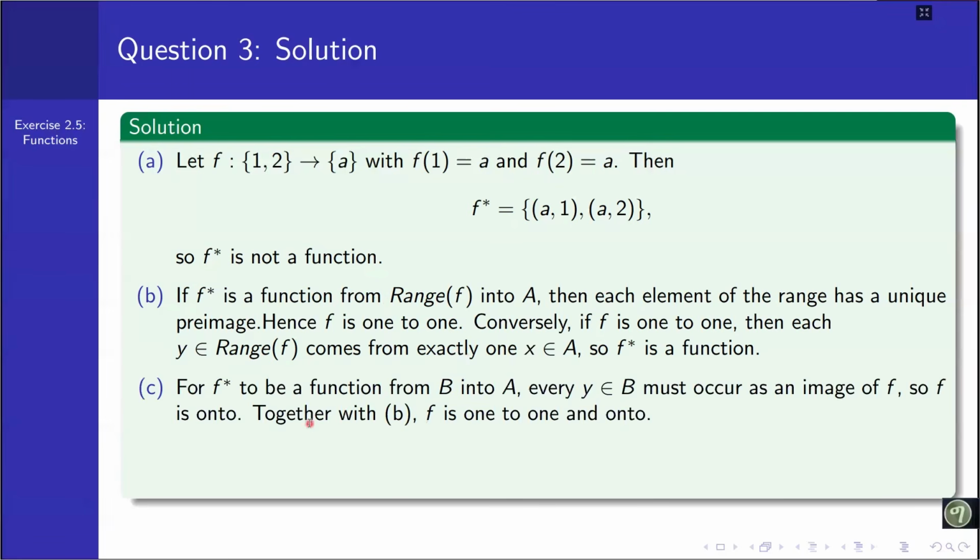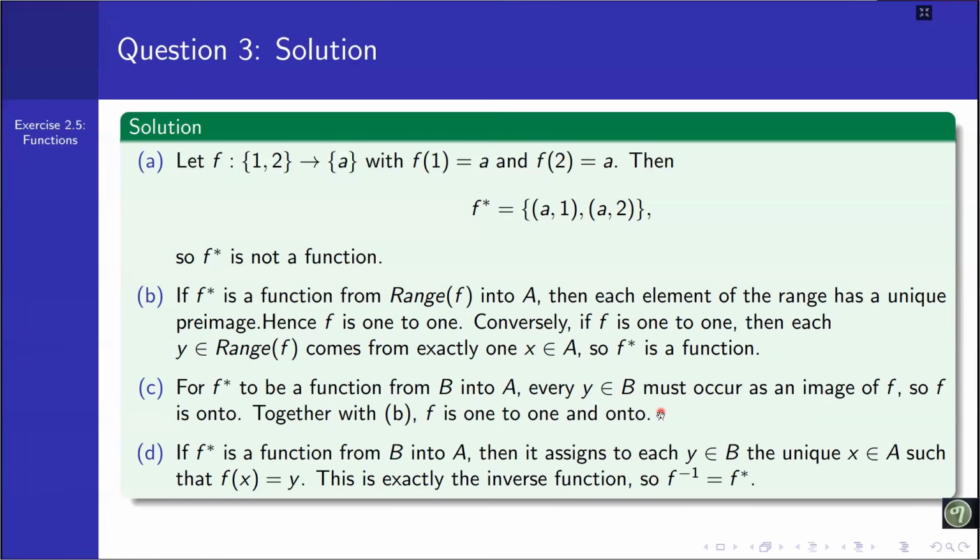The next one, that's simply see, for f star to be a function from B into A, every y must be an element of this one. Then every y, an element of B, must occur as an image of f, so f is an onto function. Together with one-to-oneness and the existence of a unique preimage for each element of the given function, f is one-to-one and onto. So that means it must be a one-to-one correspondence.